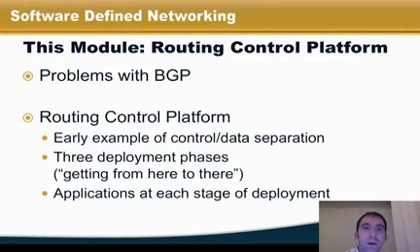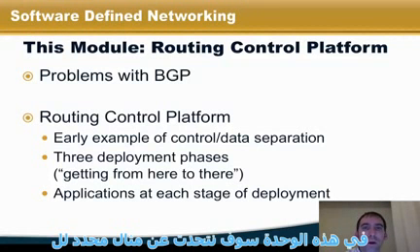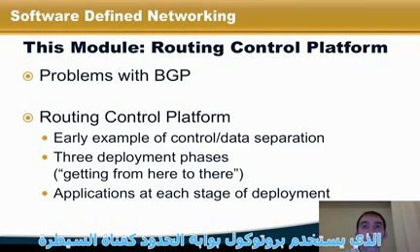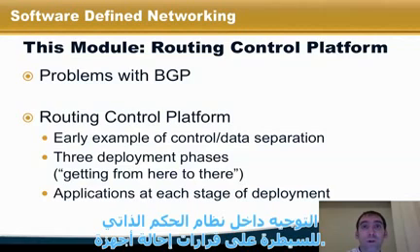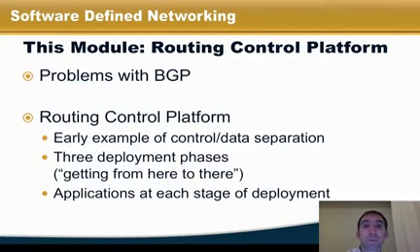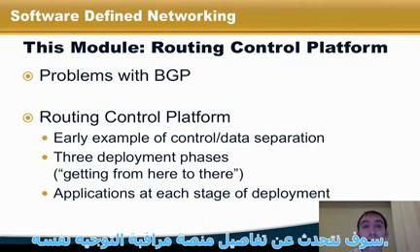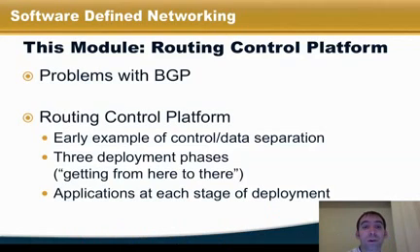Welcome back. In this module, we'll talk about a specific example of control and data plane separation called the Routing Control Platform, which uses the Border Gateway Protocol as a control channel to control the forwarding decisions of routers inside an autonomous system. We'll start by looking at various problems with BGP, and then we'll talk about the details of the Routing Control Platform itself.